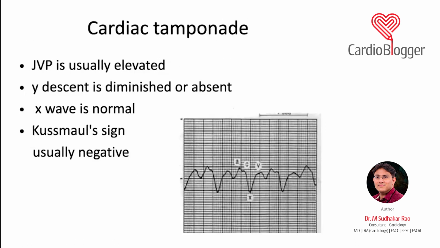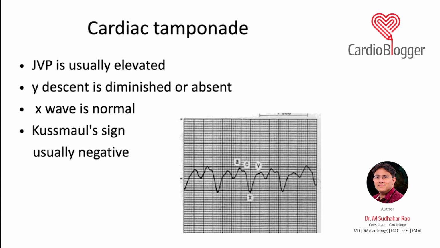Now, what happens in cardiac tamponade? They will ask you in exam: the JVP is elevated and the X descent is prominent, the Y descent is obliterated and the Kussmaul's sign is usually absent. It is in constrictive pericarditis that the typical Kussmaul's sign is positive.